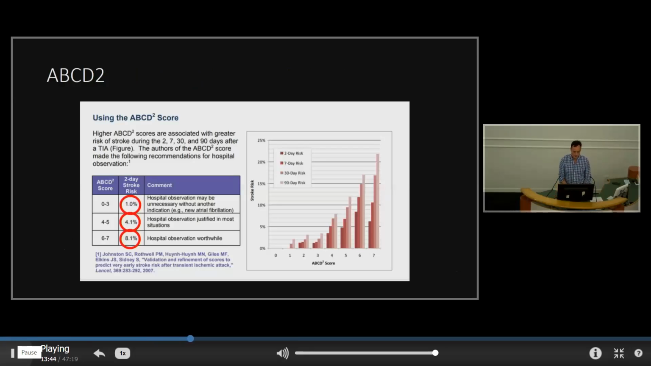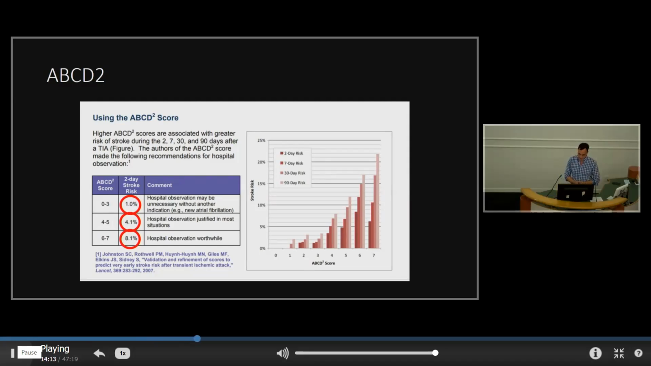Okay, so how to use it. So basically, you calculate the score, and previous studies have shown that if you have a score of 0 to 3, you have about a 1% 2-day stroke risk. And so in that context, hospital observation is probably not necessary unless there is a crescendo pattern or atrial fibrillation or something else that concerns you in the medical history. As soon as you get to a 4, then the risk goes up appreciably. At 2 days, you're looking at over 4%. And if you hit a 6, you're at over 8%.